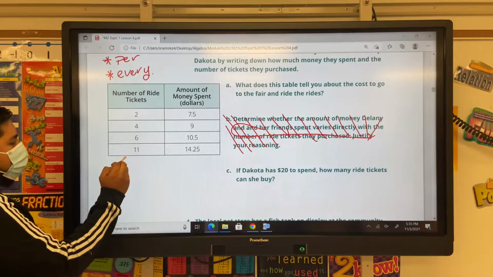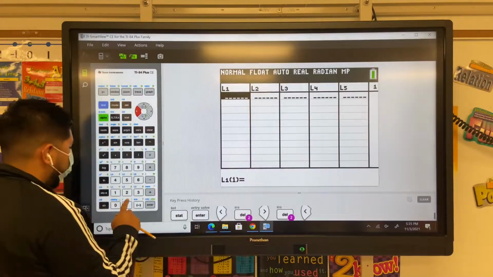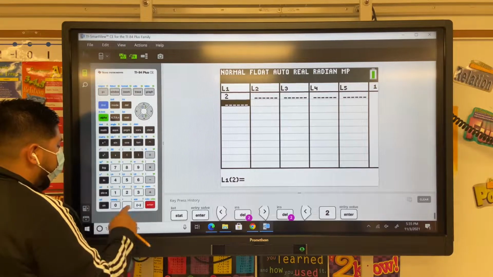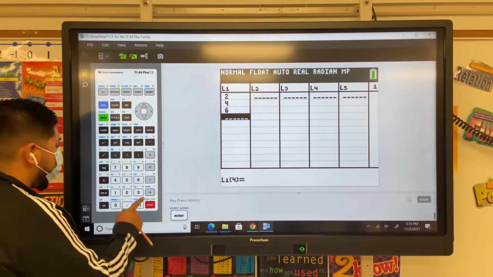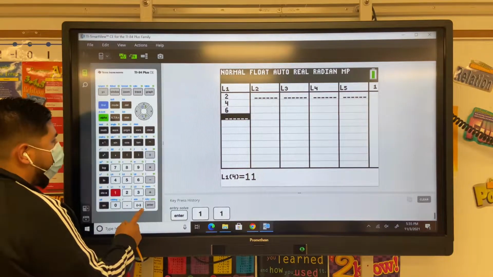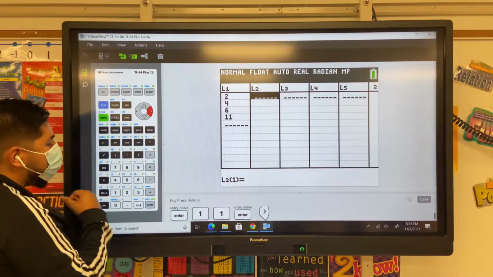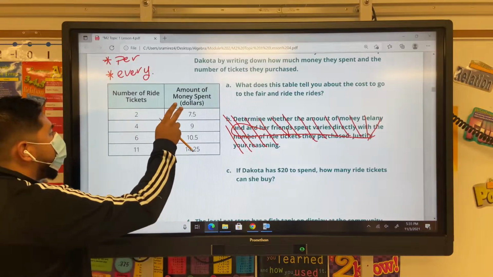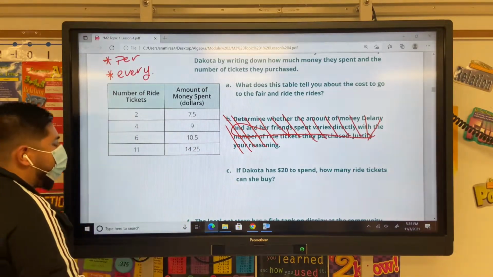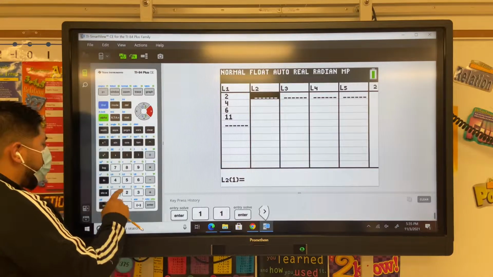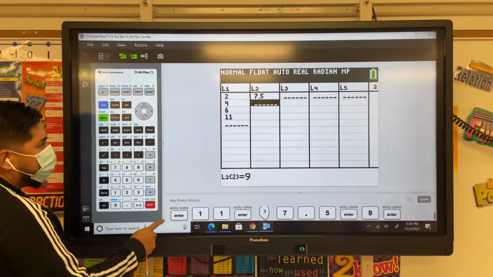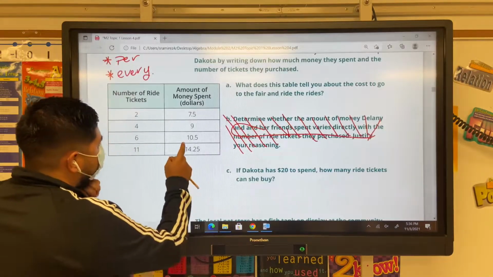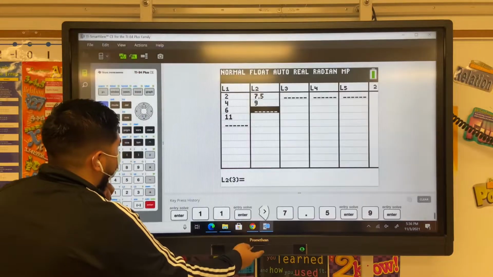2, 4, 6, 11. 2, enter, 4, enter, 6, enter, 11, enter. Coming next door: 7.5, 9. I'll do it real quick and slow. 7.5, 9. 10.5, 14.25.